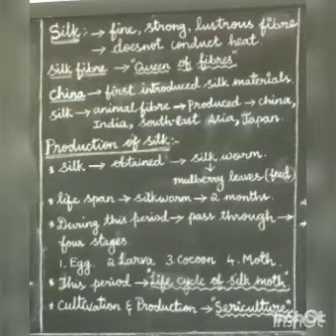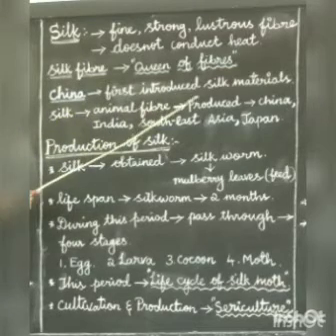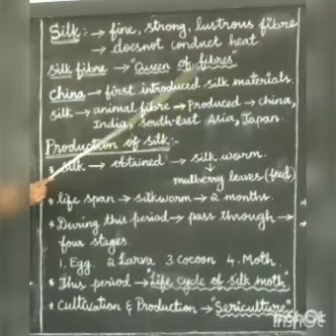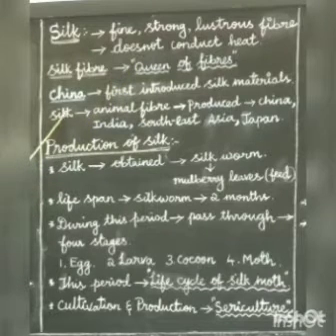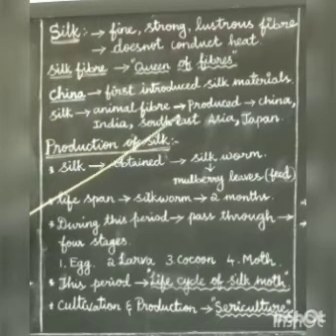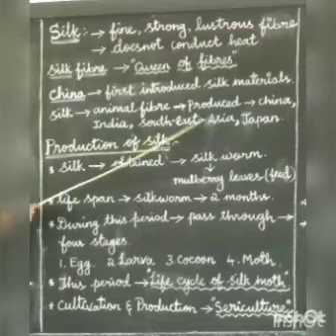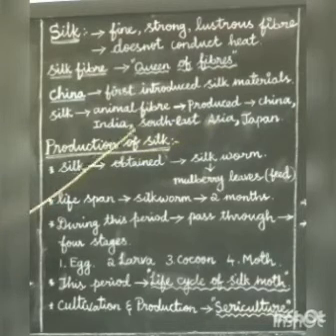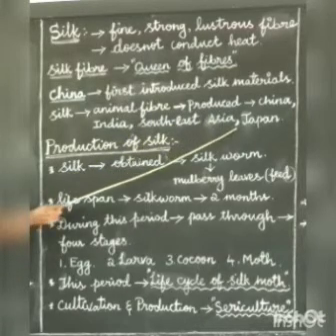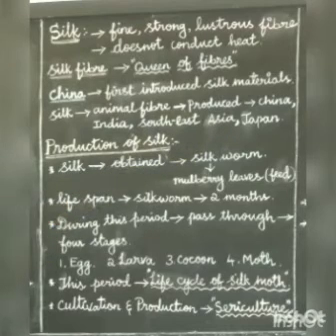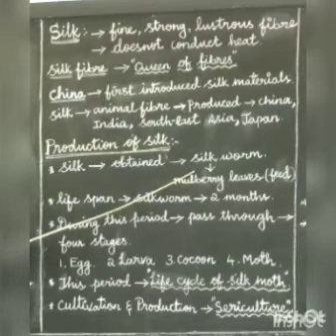Nearly 5000 years ago, China first introduced silk materials. Silk is considered an animal fiber. Silk is primarily produced in China, India, Southeast Asia and Japan. Next, production of silk. Silk is obtained from silkworms which feed on mulberry leaves.